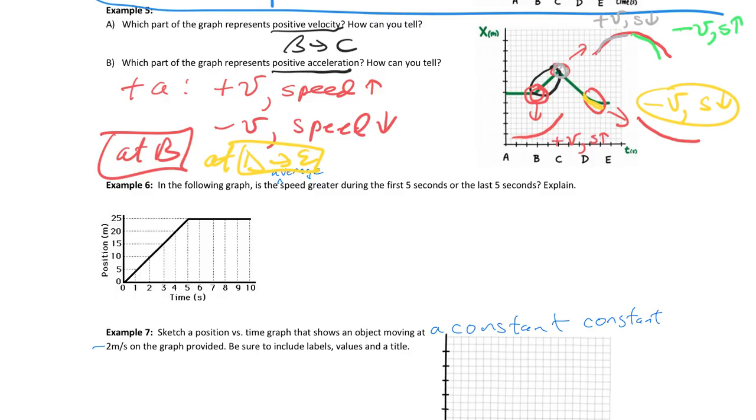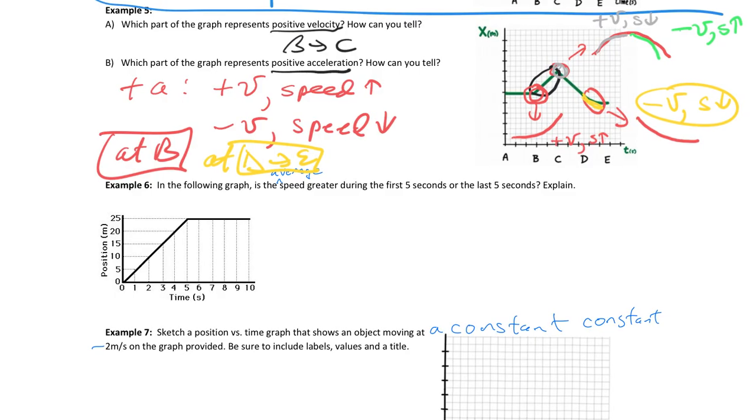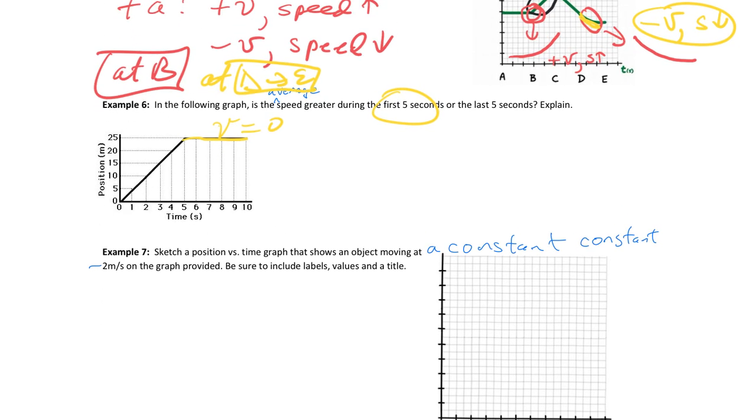Next example. Is the speed greater during the first 5 seconds or the last 5 seconds? Well, the slope is the speed. It's 0 at the last 5 seconds, so it has to be the first 5 seconds. The slope is 25 divided by 5. The speed is the slope, so that'd be 5 meters per second. But it's 0 where it's flat.